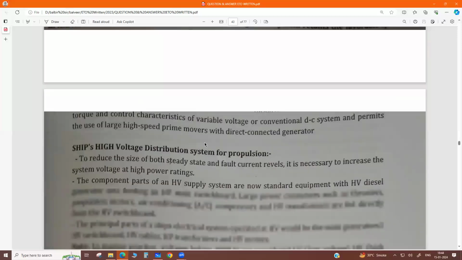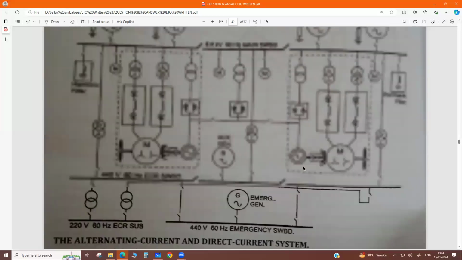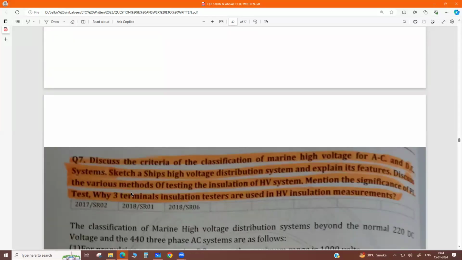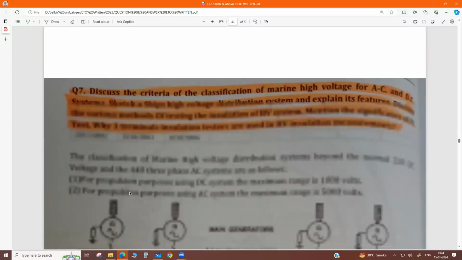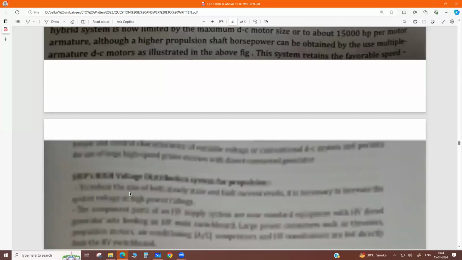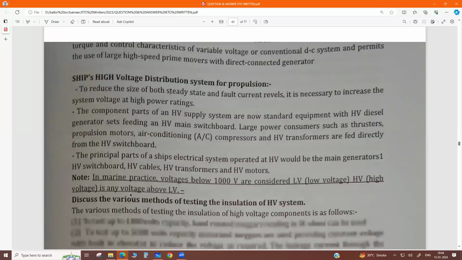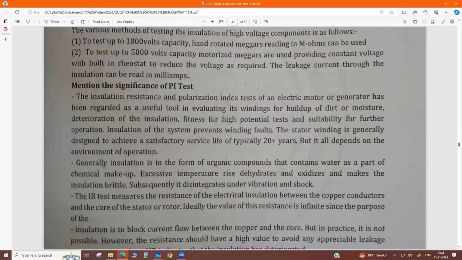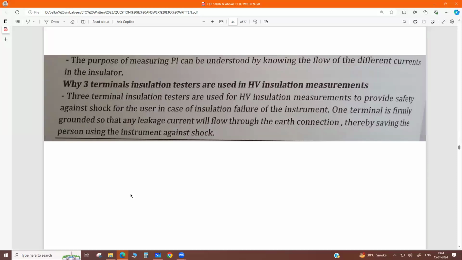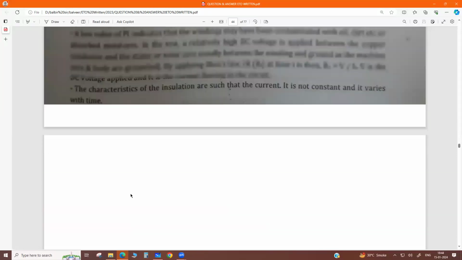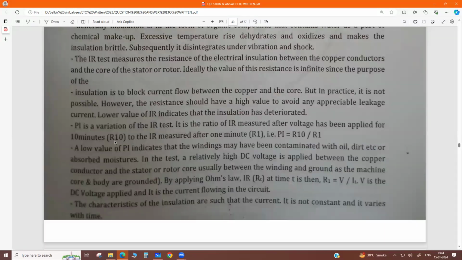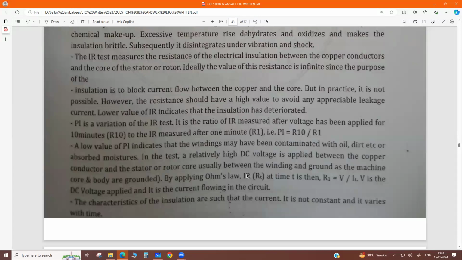This question is also important है. स्टेज हाई वोल्टेज सिस्टम. वो दो क्वेश्चन आ गए. Electrical propulsion and emergency source of power. Please you prepare that. And polarization index, R10 by Rn.